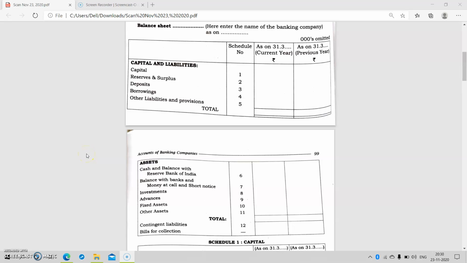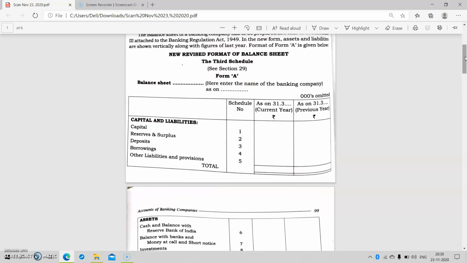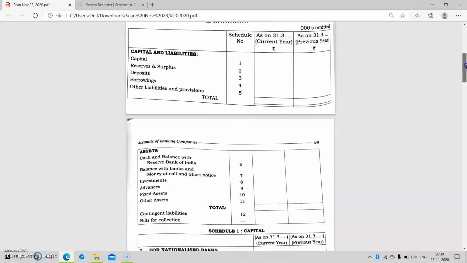Hello students, today in this lesson we are going to see the format of the balance sheet of a banking company, and that is given as per the third schedule of the Banking Regulation Act. And we have already seen in the previous lessons that Form B pertains to the profit and loss account of the bank, and Form A relates to the balance sheet. In this, schedules 1 to 12 are related to the balance sheet, and hope you remember that in the case of the profit and loss account of a banking company, it is schedules 13 to 16.